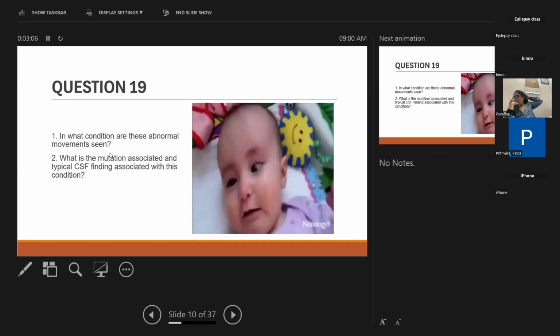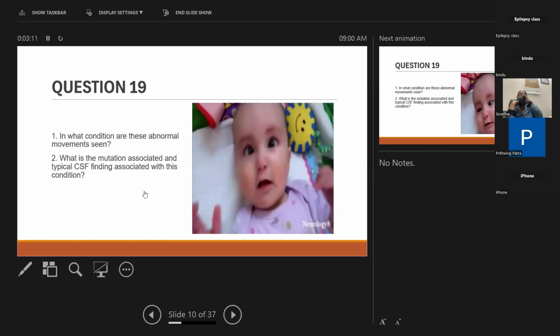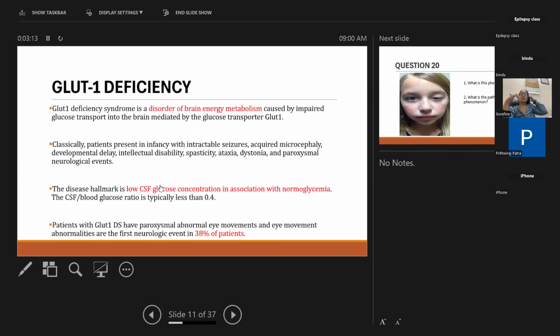Question number 19. What are these abnormal movements called and what is the typical CSF finding? This is a case of glucose transporter deficiency, and these are paroxysmal head-eye movements, which are seen in 38% of the patients. The typical CSF finding is a low glucose concentration with normal glycemia.